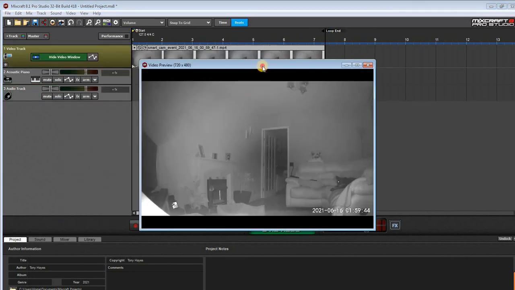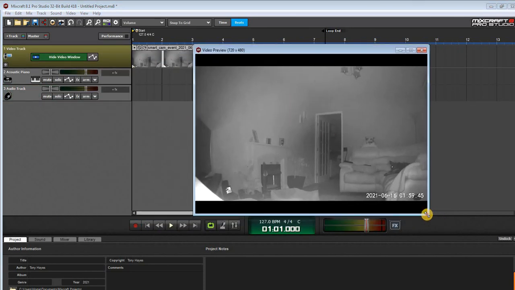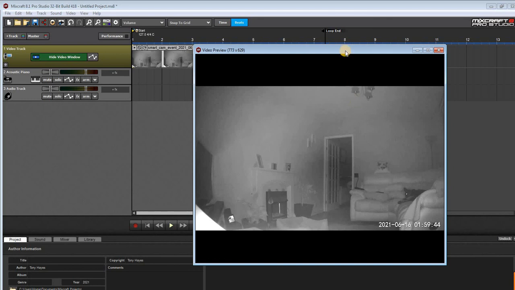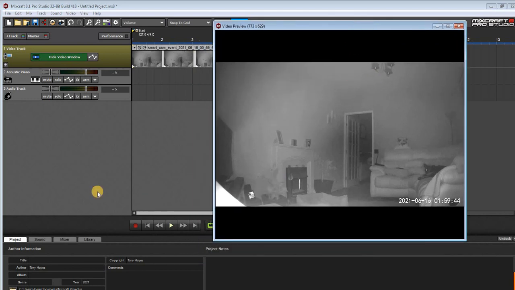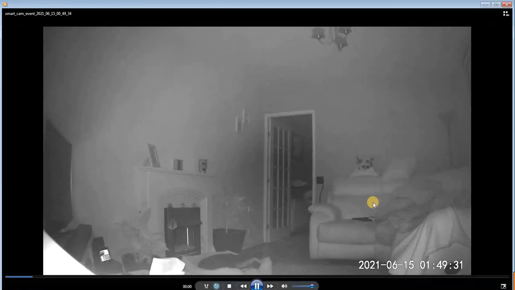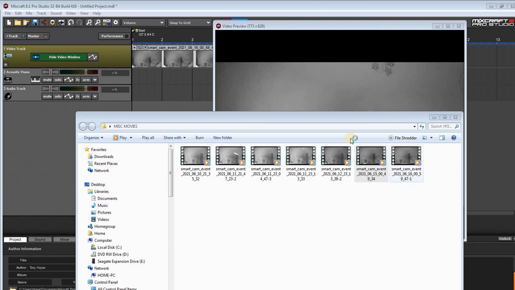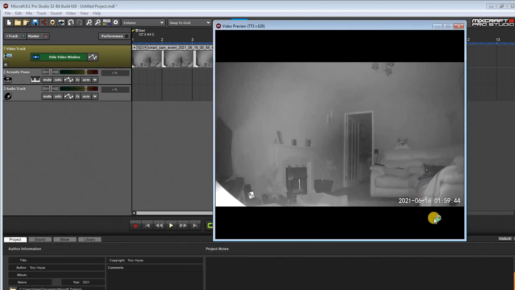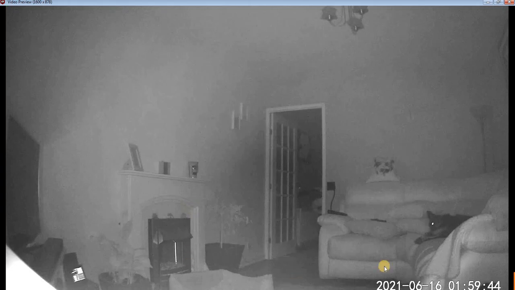Right, let's look at this one. This is coming up again to 10 to 2 on the 16th. Similar time as the one before. That's 1:49. And this one 1:59. Yeah, okay. Almost 24 hours. Ah, the dog's there now, is it?